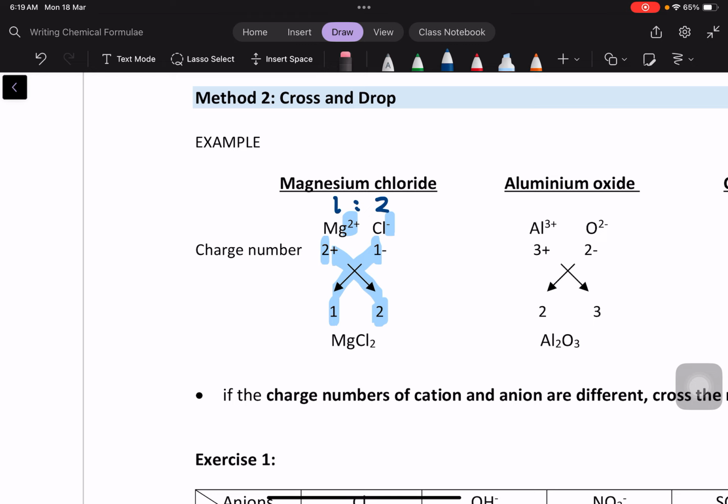Now, the reason why we cross and drop is to cancel out the charges. In other words, 1 magnesium ion will be cancelled out by 2 chloride. Hence, the ratio is 1 to 2, 1 Mg and 2 chloride. So I'm going to put down a little 2 on the right bottom. Ratio is 1 to 2. Okay. Now, once you form the formula, remove all the charges. There shouldn't be any charges written on top, as you have already cancelled out the charges. So no charges are written in the formula of the compound.